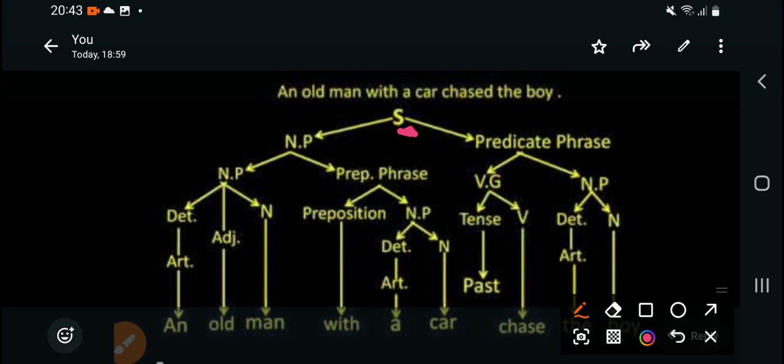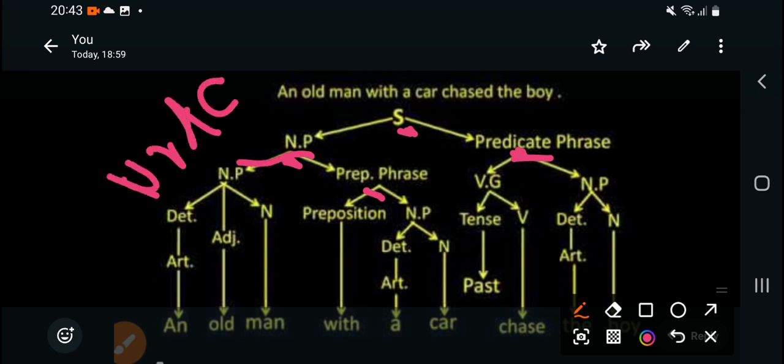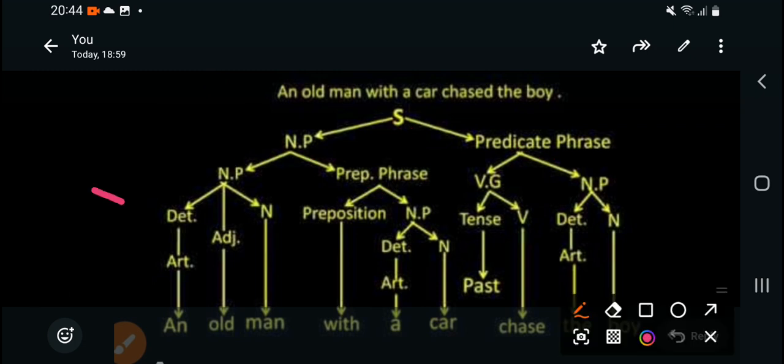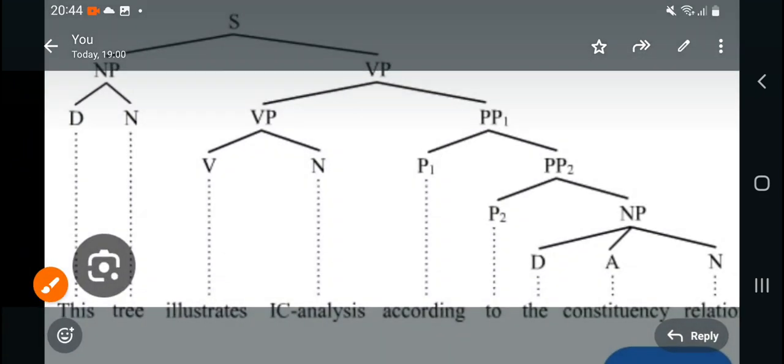Every part where branches are cut or being shown, these all are called nodes. Node, N-O-D-E. I'm repeating, wait a minute. That is called node, right? Anyway, fine. So that is there.